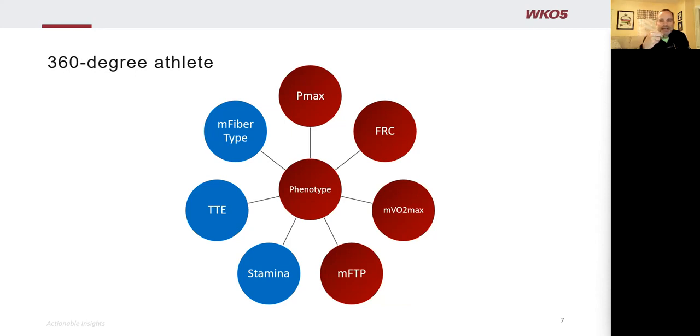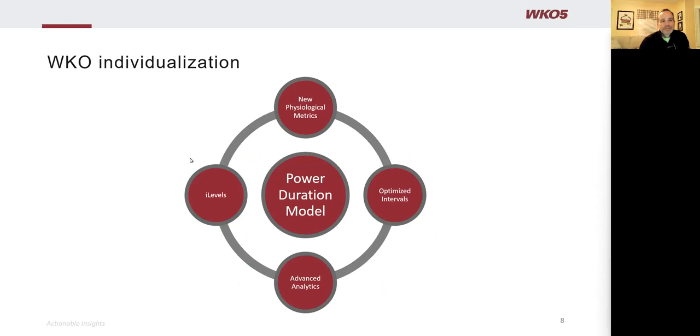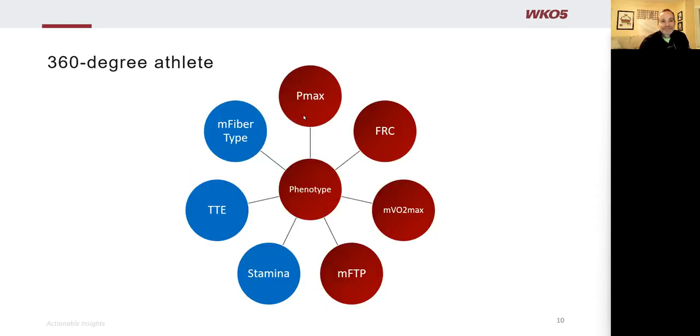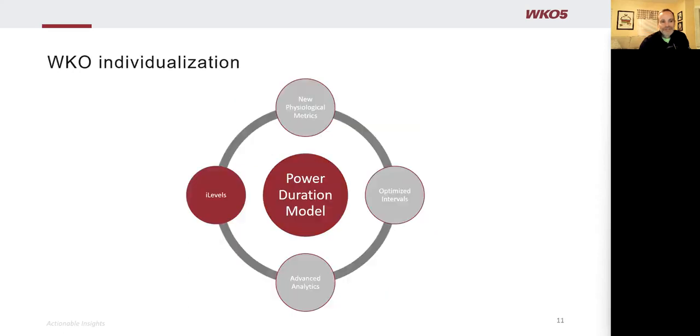We talked about the idea of having physiological metrics driven by a power duration model as part of our coaching process. I gave some demo of when to use individualization, at what stages in your coaching or your annual planning, and why it's important. And then I also went through the definition of all these different metrics. I then talked about 4 elements of individualization, including those new physiological metrics and how to use them. So let's pick up tonight talking about iLevels.